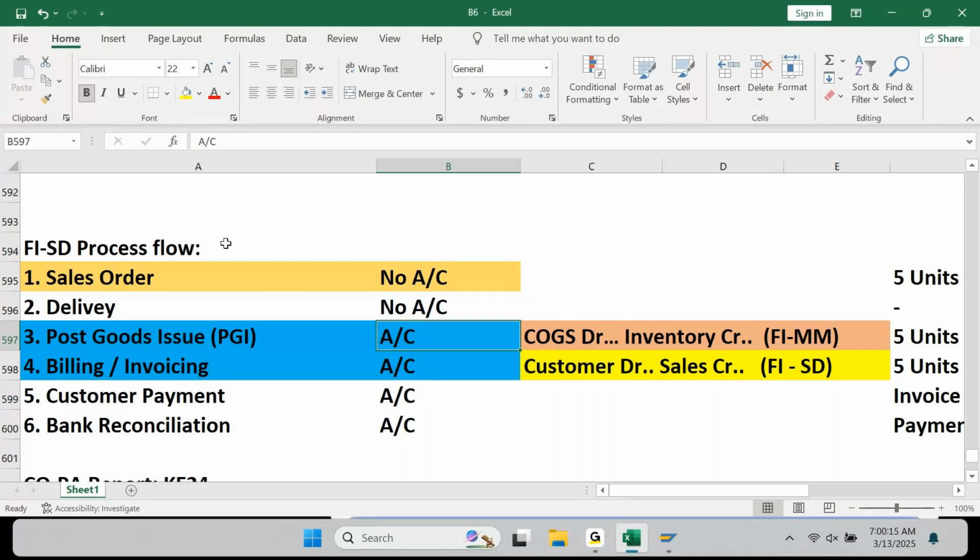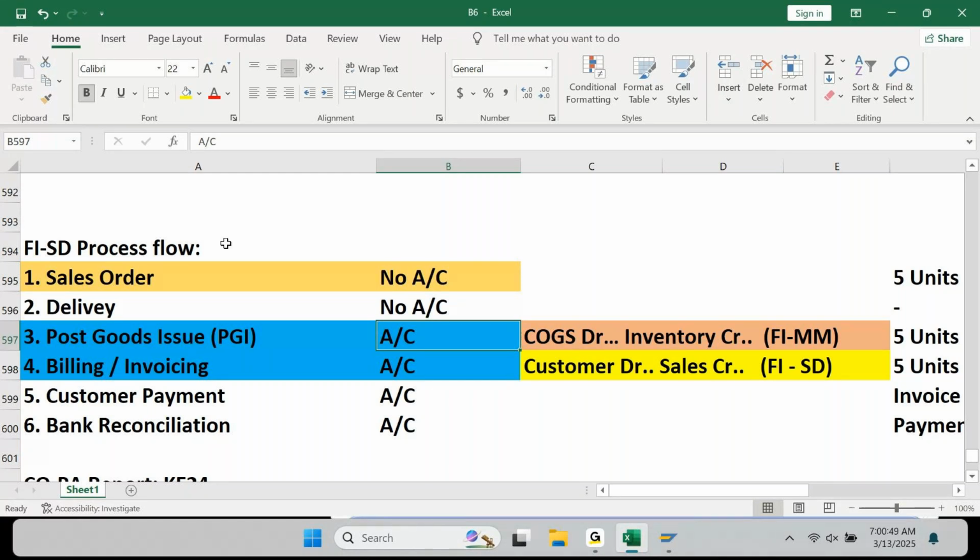You will also be questioned on what integration configuration you will maintain to complete this sales cycle. They'll put the question in a different way: to complete a sales cycle, where do you maintain integration setting? If I say only FI-SD integration setting, is it okay, or must I say FI-SD plus FI-MM integration setting? FI-MM and FI-SD both you need to mention.